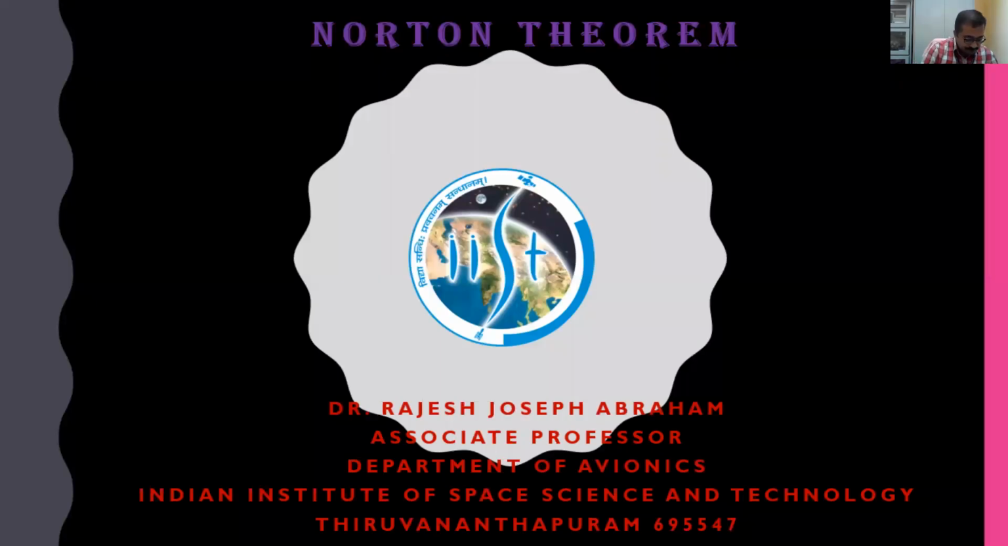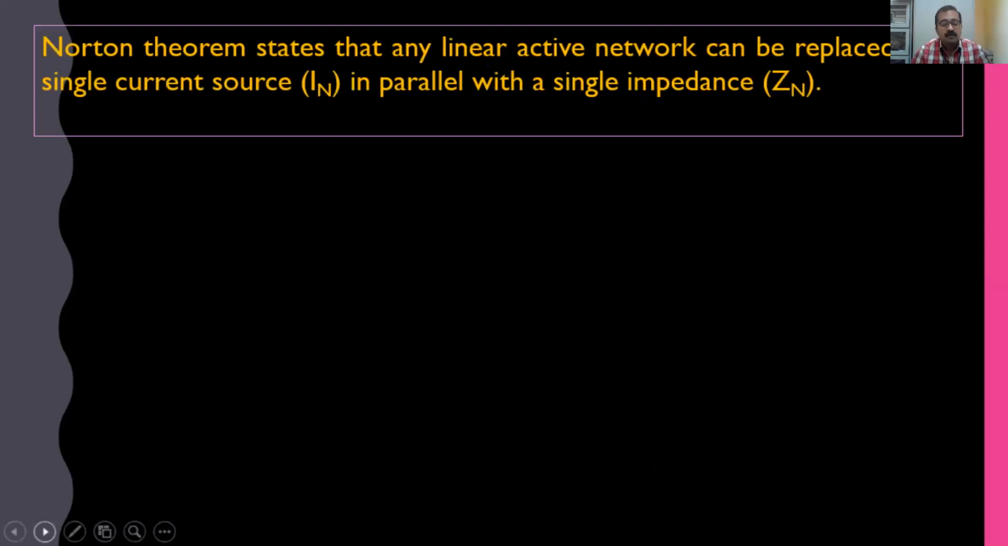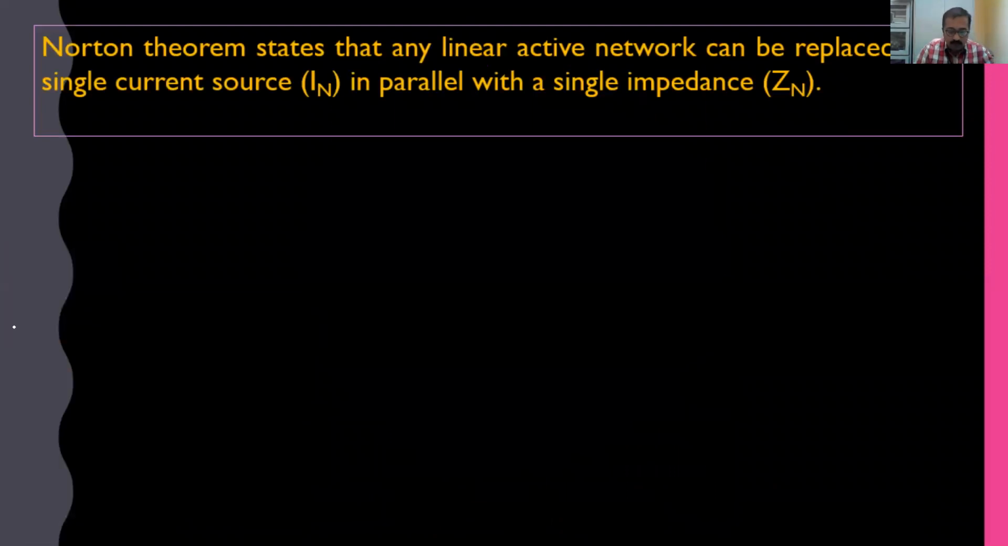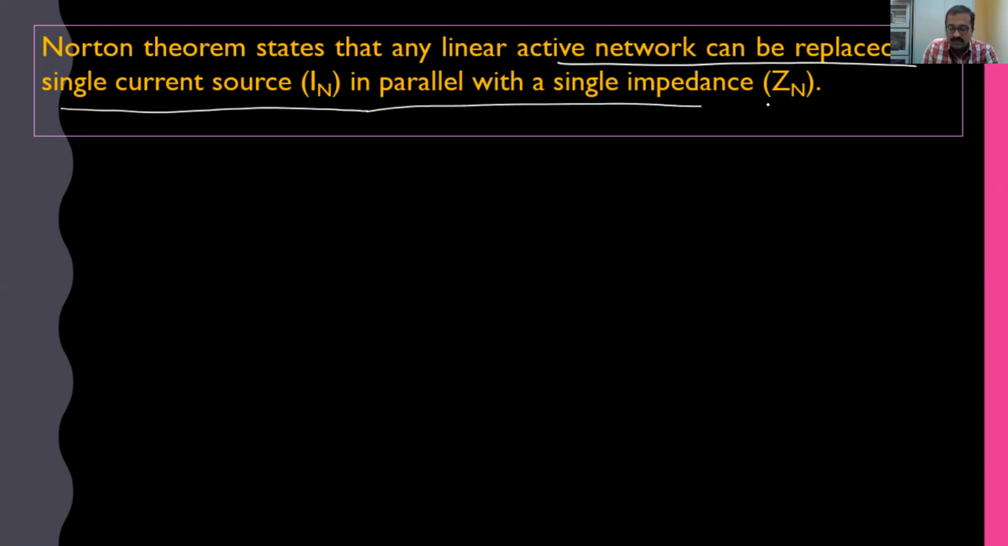Norton's theorem. Norton's theorem states that any linear bilateral active network can be replaced by a single current source I Norton in parallel with an impedance Zn. Okay, so any linear bilateral active network can be replaced or converted into a single current source in parallel with an impedance Z Norton.